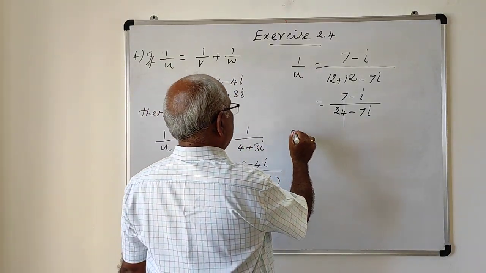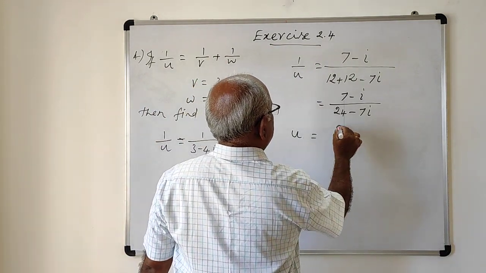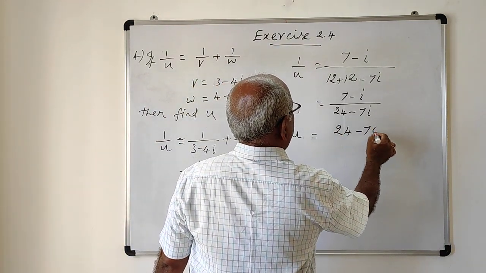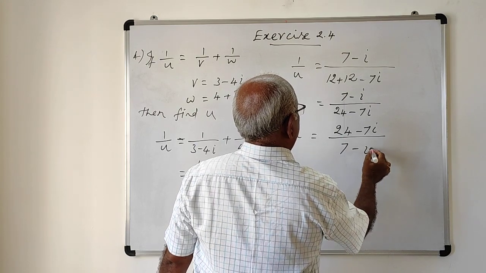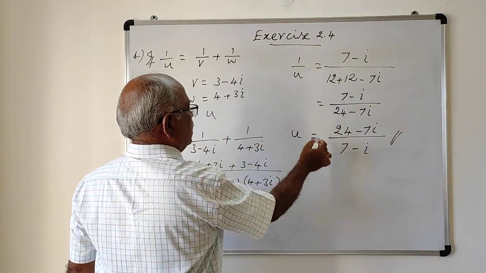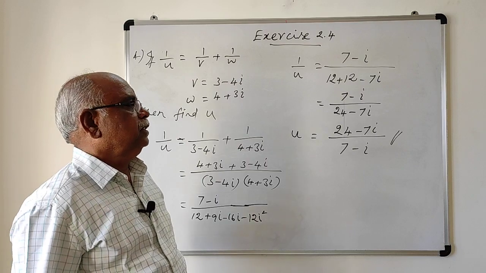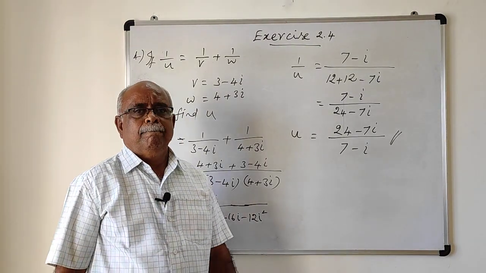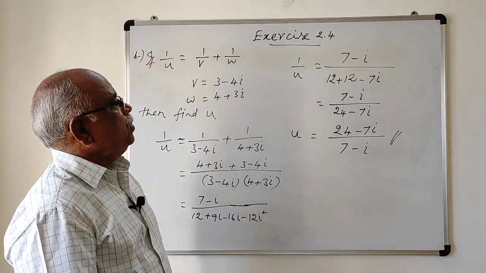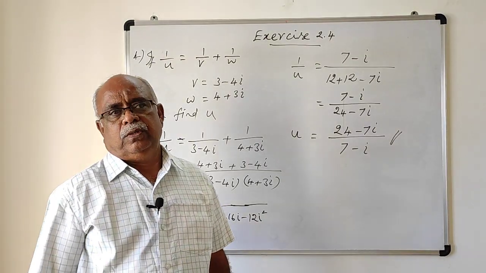What is u? They are asking you. You can reverse it. u equals 24 minus 7i by 7 minus i. This is what they are asking. That's all about the problem. We will continue the next problem in the next video. Thank you.